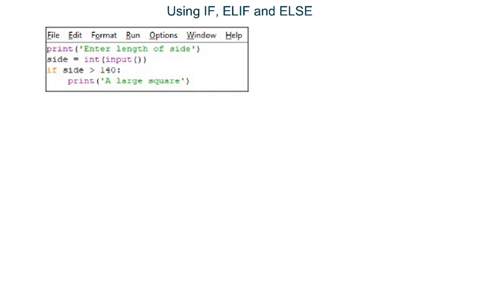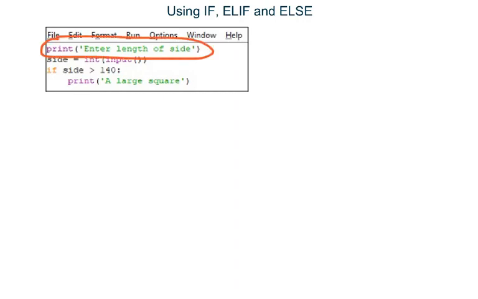Using if, elif and else. We don't always want a program to do the same thing every time it is run. We use selection to select a different route through the program depending on what has happened elsewhere in the program. In Python we use if, sometimes we use elif, sometimes we use else.